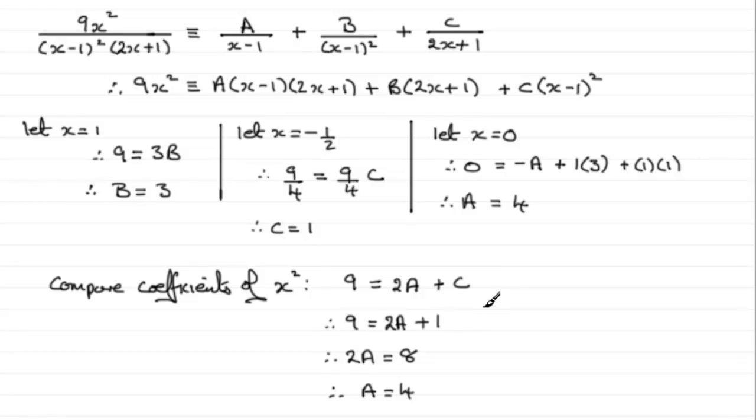Okay, and anyway, at the end of the day, our constants then, if we summarize, are a equals 4, b equals 3, and c equals 1. Alright?